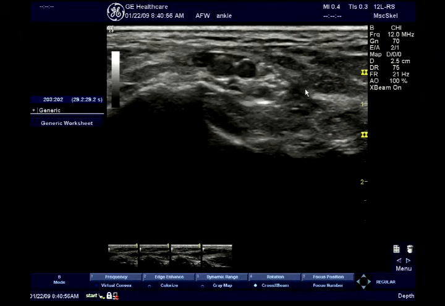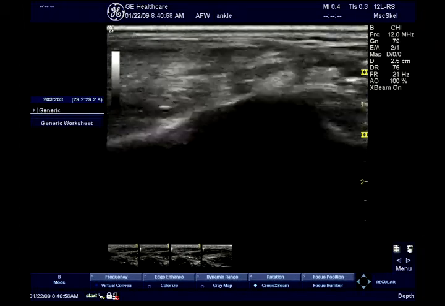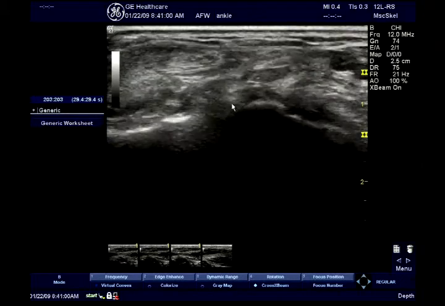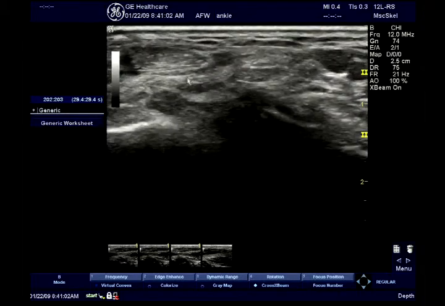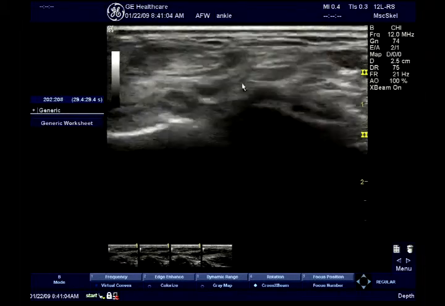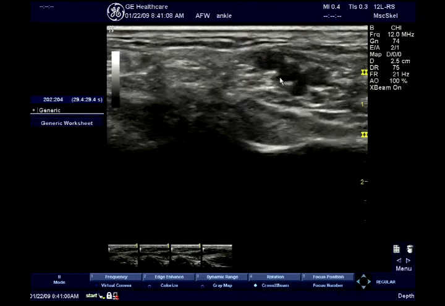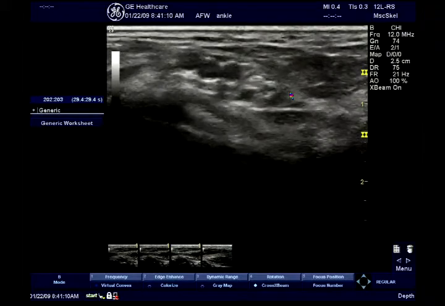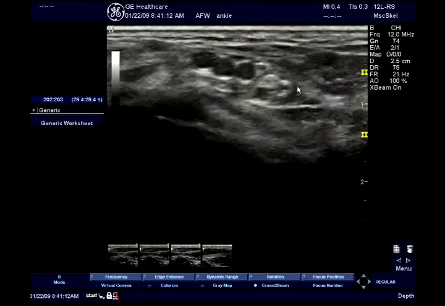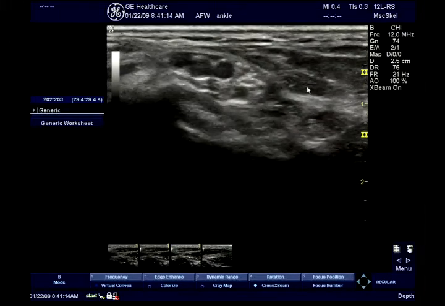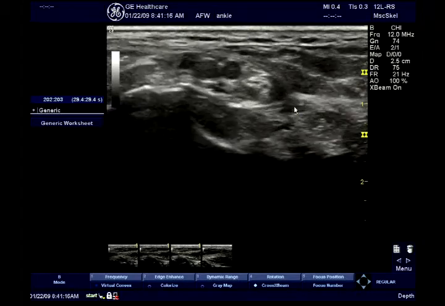So again, going from more anterior to posterior, here you see your medial malleolus, tibialis posterior, flexor pollicis longus, the neurovascular bundle that comprises the tarsal tunnel, and then the fibrillar pattern of the flexor hallucis longus in this region here.